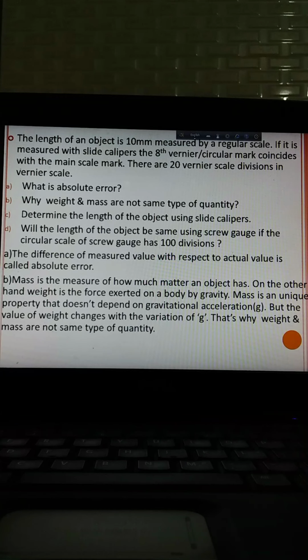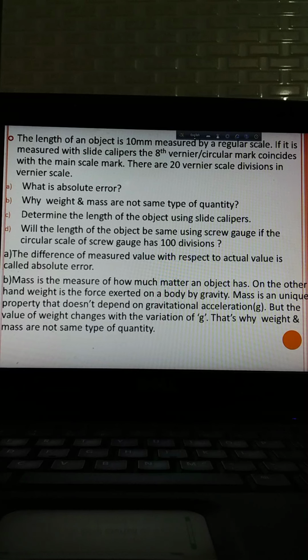Now I just want to show you a demo question related to screw gauge and slide calipers or vernier scale. Follow the question. The length of an object is 10 millimeter measured by a regular scale. If it is measured with slide calipers, the 8th vernier mark coincides with a main scale mark. There are 20 vernier scale divisions in the vernier scale. This is our stem, and from this information we have some questions.